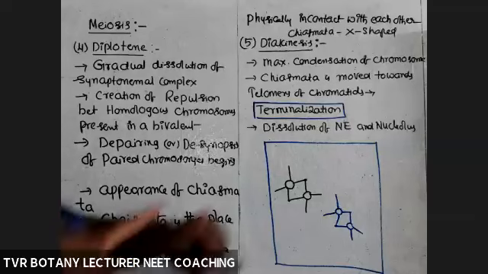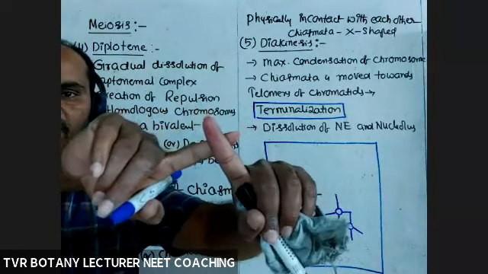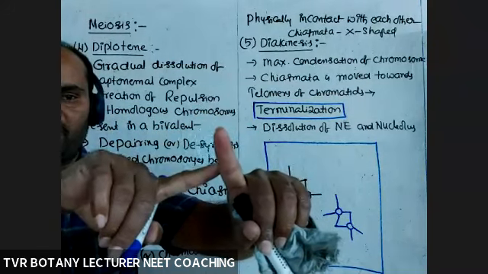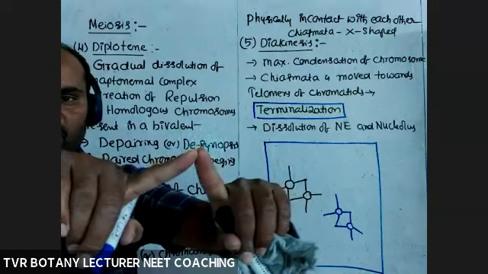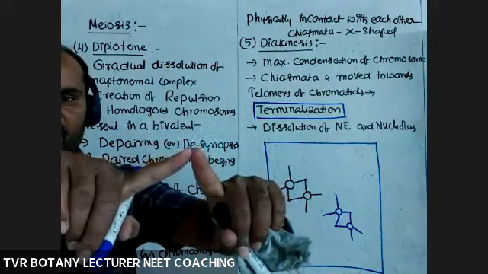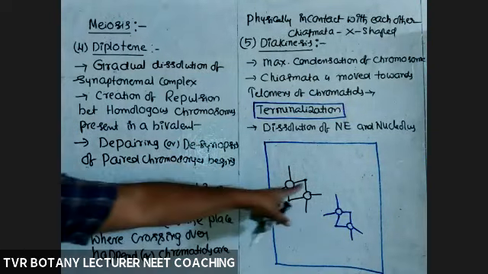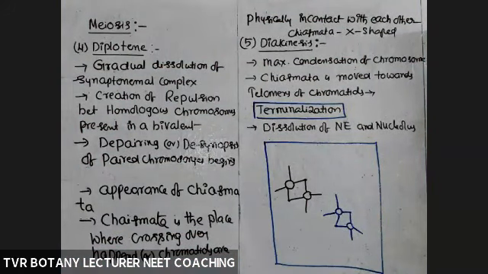Okay, so what happened? Terminalization. Initially they are like this because of condensation. That physical contact is at tips. The movement of chiasmata towards telomeres. Now these two chromatids are in contact with each other at tips only. Okay, so that is about diakinesis. Take down, copy it.